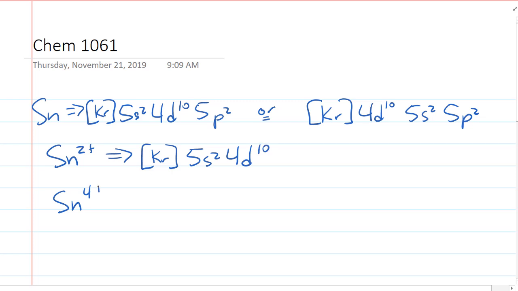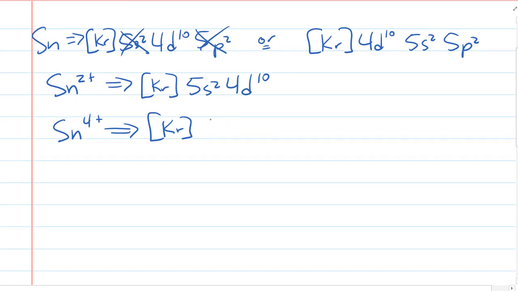If we want to look at the tin 4+ ion, of course this means that we're removing a total of 4 electrons. So the 4 that disappear here are going to be all of those here in the 5th energy level. And so the electron configuration for the tin 4+ ion would be krypton followed by, not 5s2, what would it be? 4d10, right?